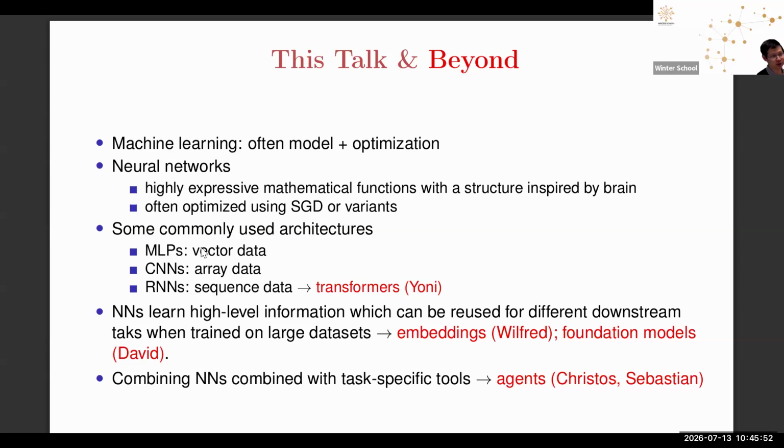These are some of the commonly used architectures that I mentioned. Yoni will talk about transformers. This is the most important architecture in natural language processing, but recently has also become very important in computer vision. Going beyond this talk, people will talk about how you can learn high-level features using neural nets, and I think David will talk about foundation models. And if you combine neural nets with task-specific tools, then you can have agents like coding agents. Okay, so that's all.